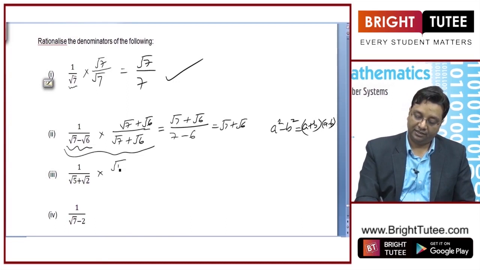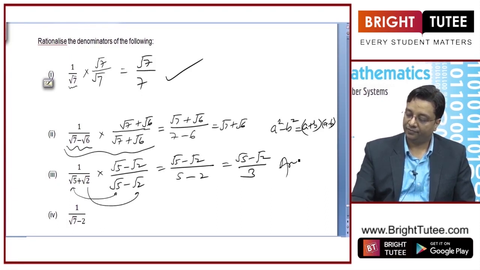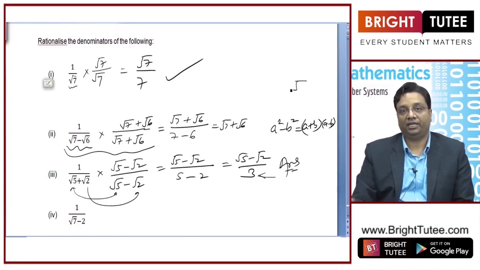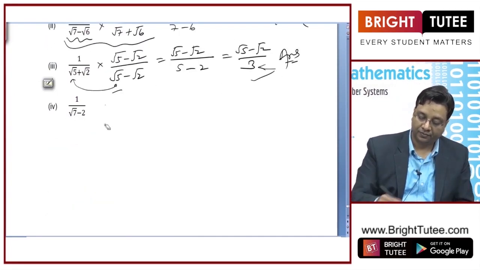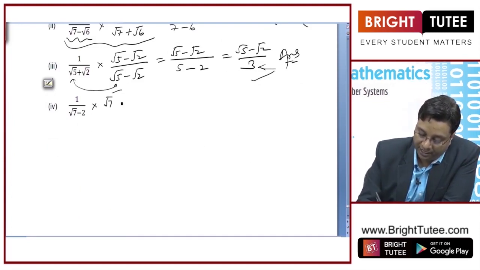Similarly, I can rationalize this like this. The numerator is root 5 minus root 2, and the denominator is a square, that is 5, minus b square, that is 2. The purpose of this rationalization is to remove the radical sign from the denominator, which we have done. Similarly, this one, to rationalize this part 4, what we can do is we can multiply and divide it by root 7 plus 2.